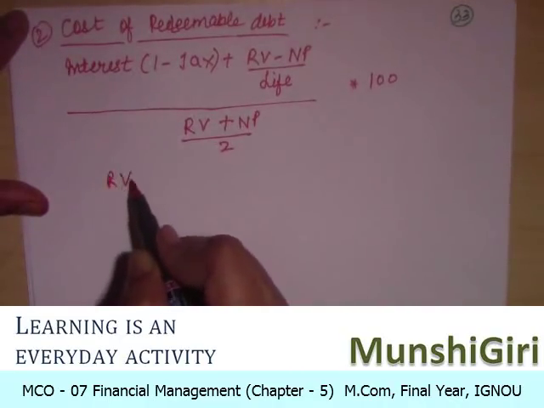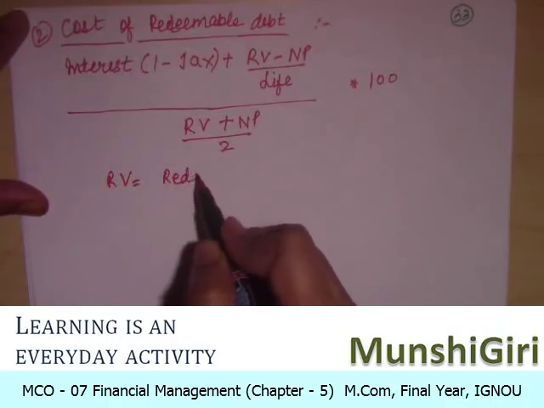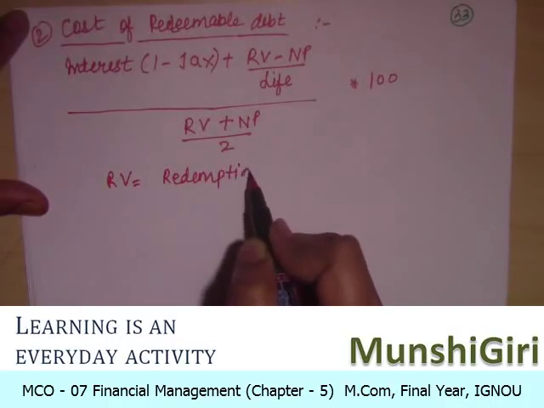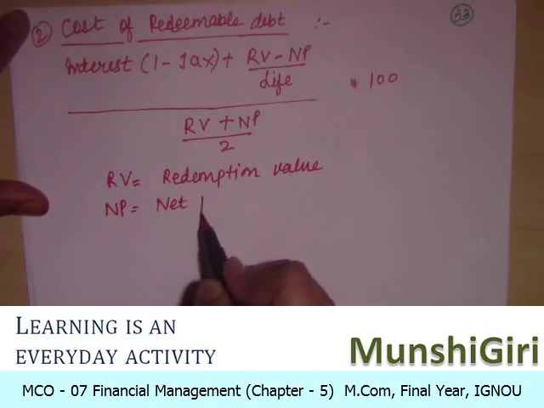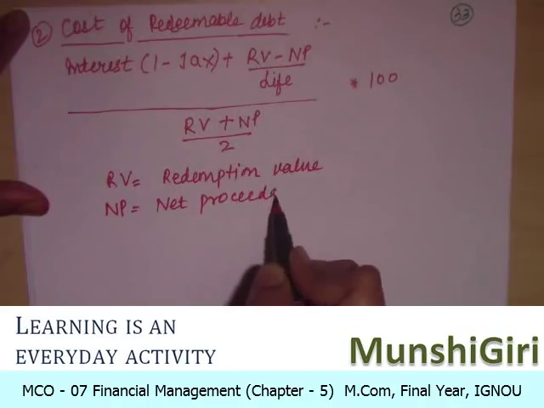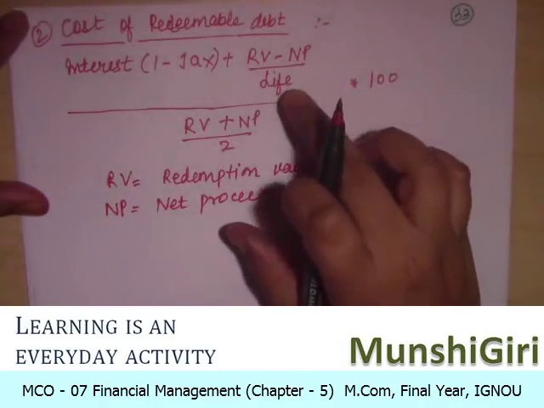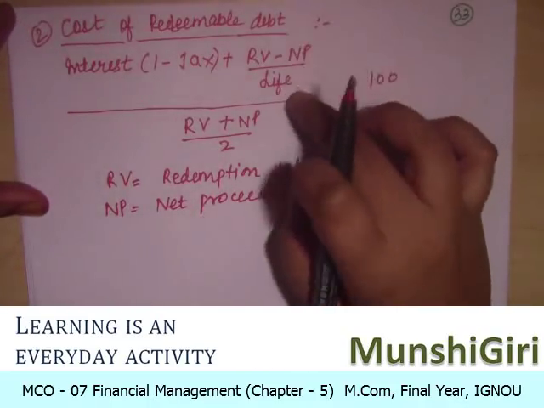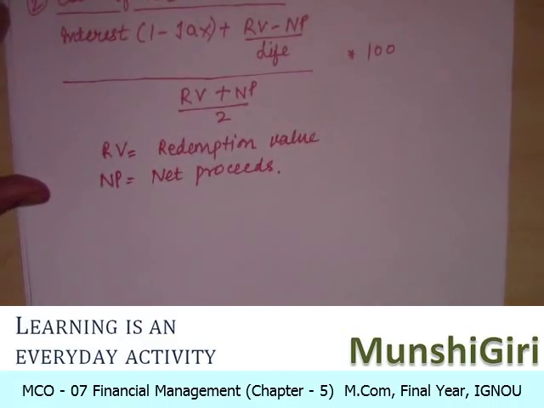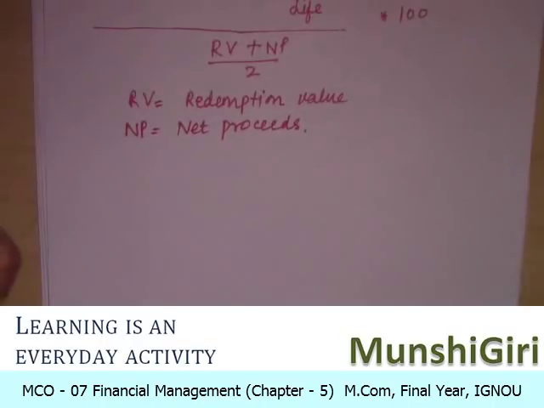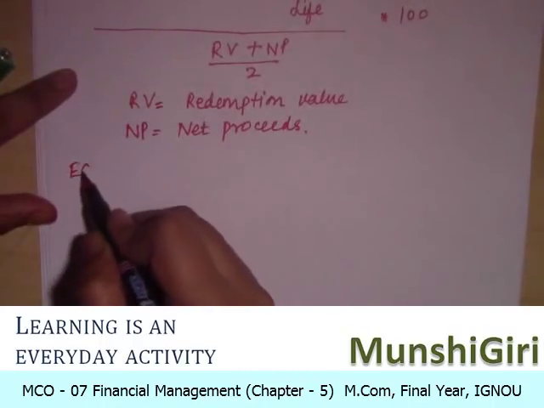So where RV is the redemption value, NP the net proceeds, life is the life of the debt. Let's understand this with the help of an example. So this is the first example.